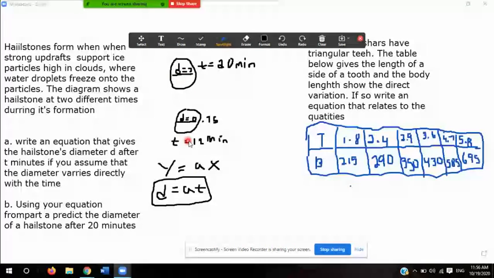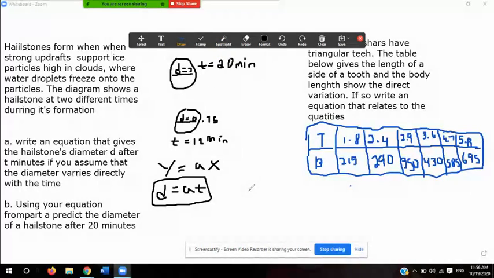So what do I do? Well, I look at my second diagram, and I know that I have the diameter of the other hailstone, which is 0.75 inches. And this hailstone of 0.75 inches forms after 12 minutes. So I can actually use this information here to find my A, and hence be able to find the diameter after 20 minutes, which is what I'm being asked to do.